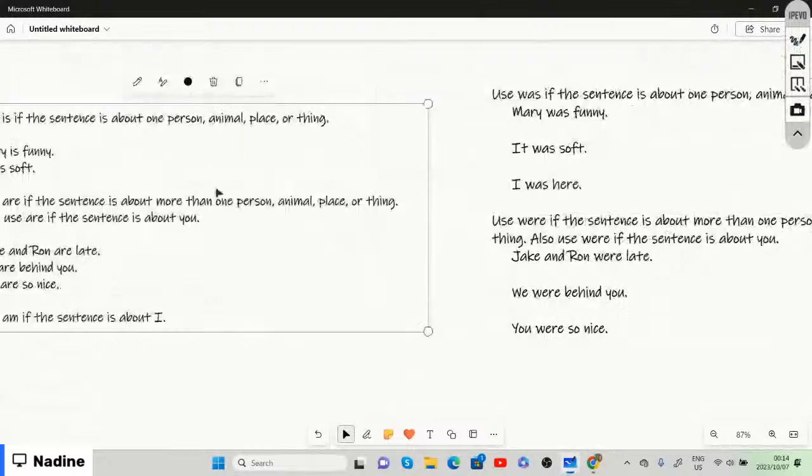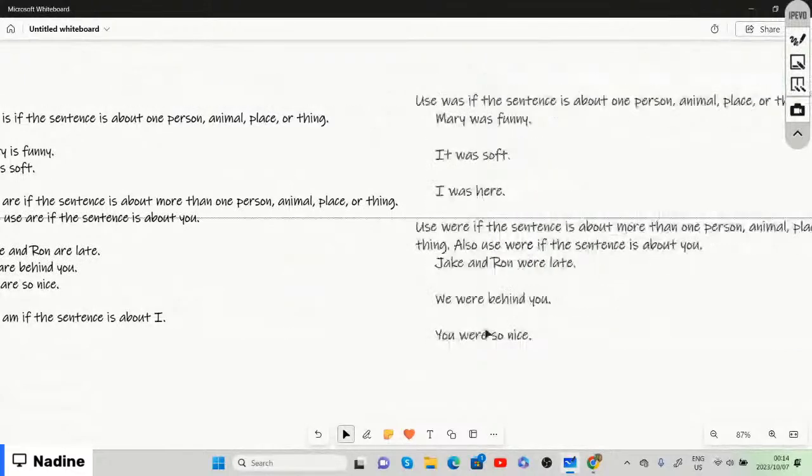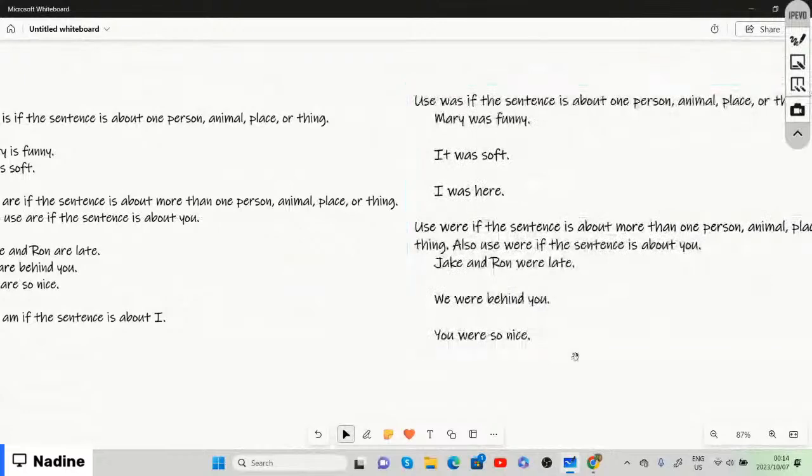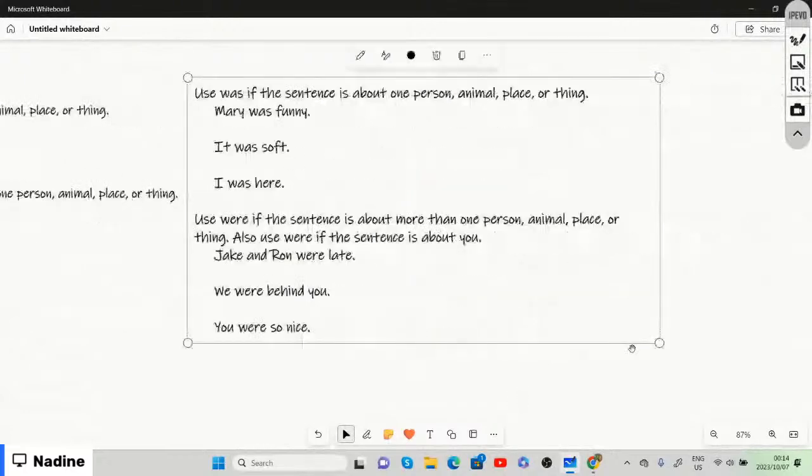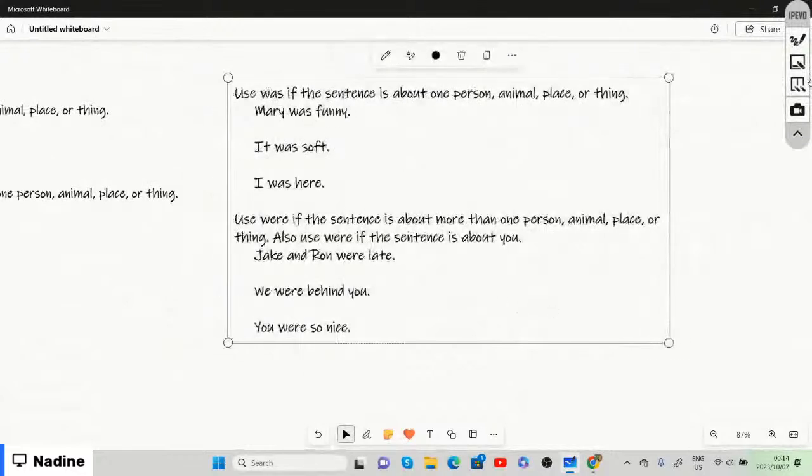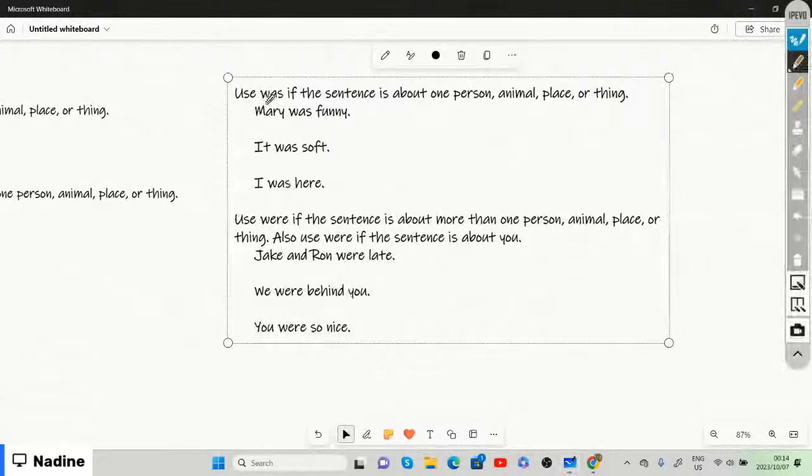So that was in the present tense, right? That was in the present form, like happening now. So in the past tense form, in the past, meaning it happened already, we use was if the sentence is about one person, animal, place, or thing.